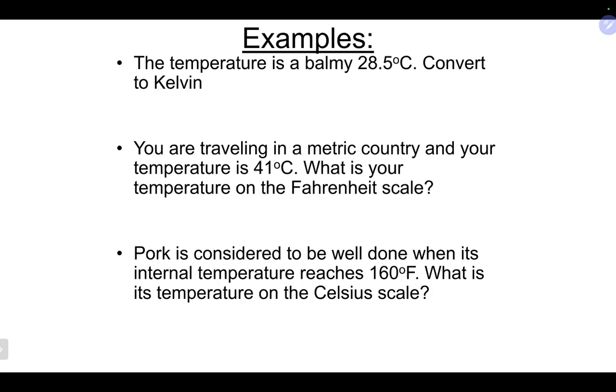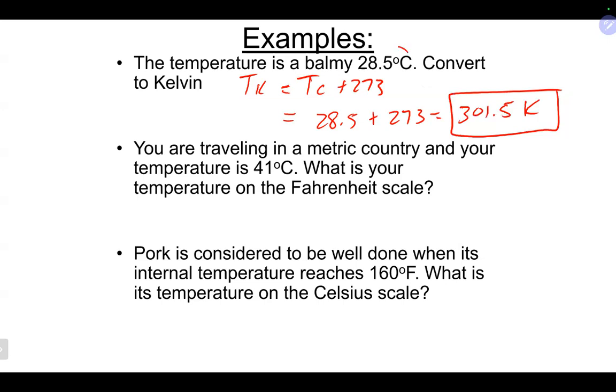Okay, let's take a look. The first one here is we're going from Celsius to Kelvin. So the temperature in Kelvin would be our temperature in Celsius plus 273. So we'll do 28.5 plus 273. That gives us 301.5 Kelvin. Once again, original number 1 decimal place, we want to take it to 1 decimal place and no degrees on that, so just Kelvin. Any questions on that one?